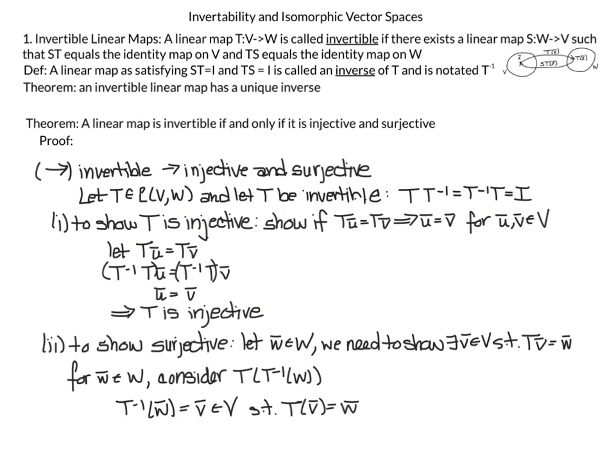And now if I just look at this much of it, this T inverse of W is actually a vector in V, because remember, T goes from V to W, that means T inverse goes from W to V. So this is a vector in V, which means I have found a vector in V that when you put it into T will map to W, and therefore T is surjective, and I have shown that a linear map that is invertible means it is injective and surjective.